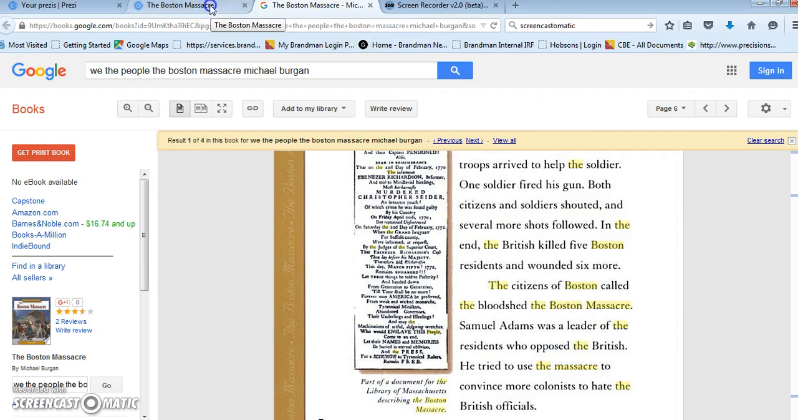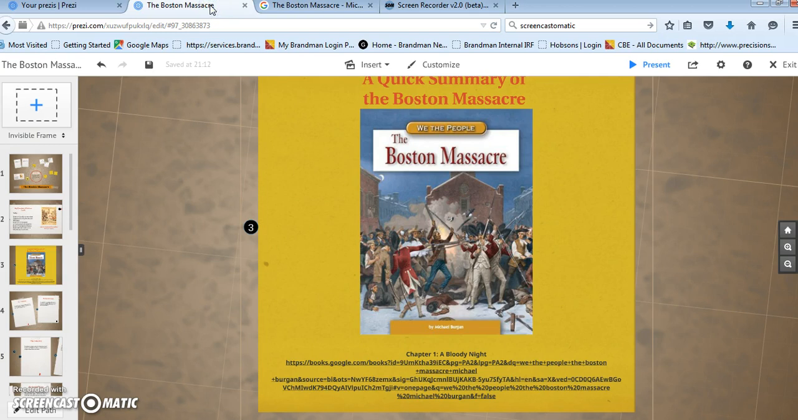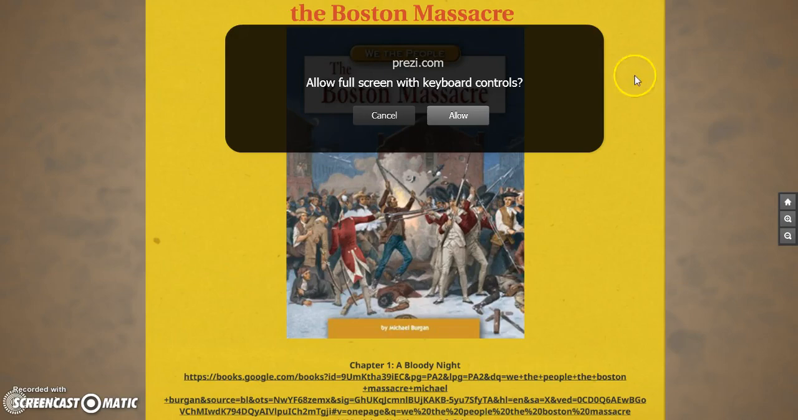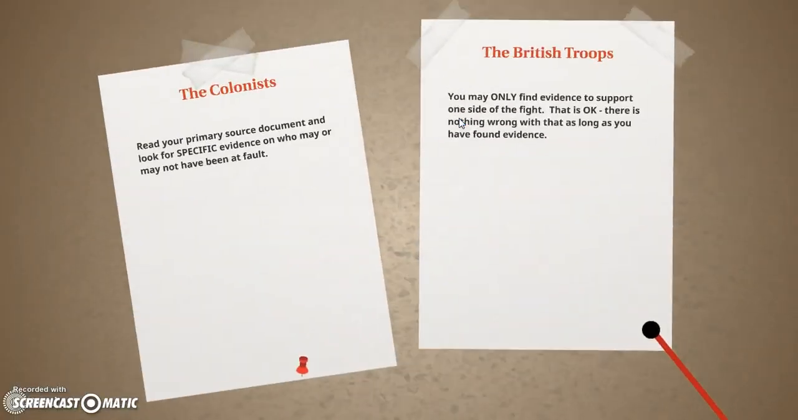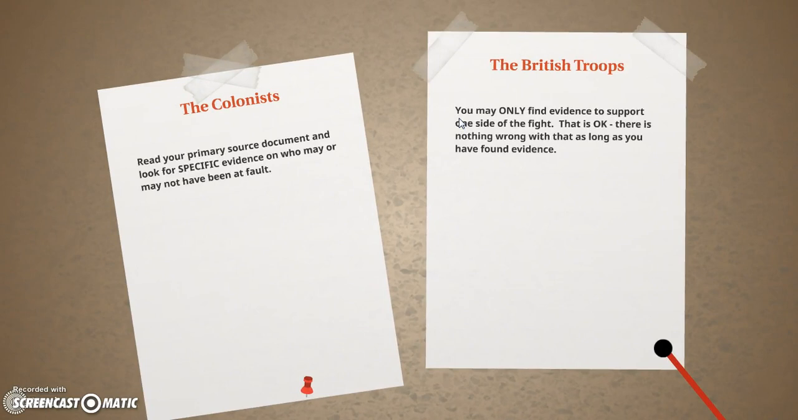Okay, so that's just some basic information on what happened that night. Let's go back to our presentation. Like I was saying, we're going to look at both sides of this fight, from the perspective of the colonists and also the perspective of the British troops.